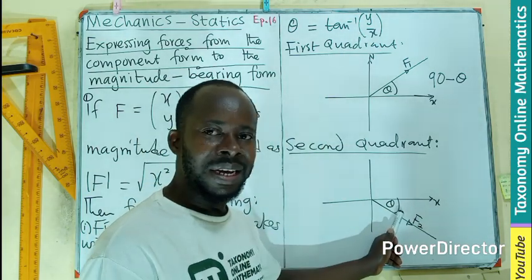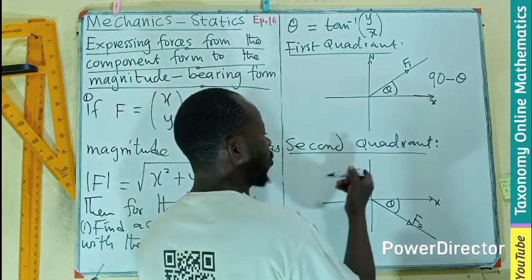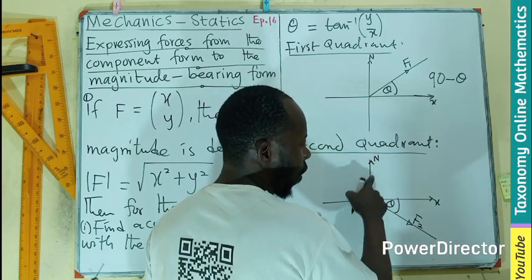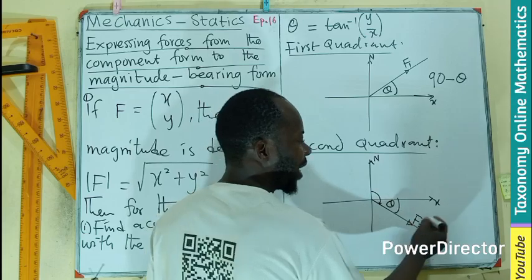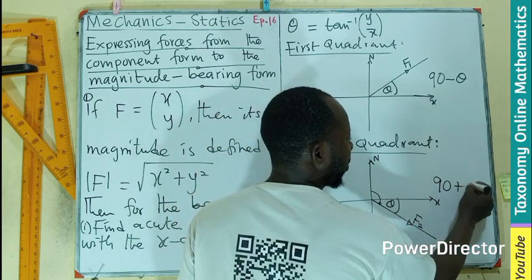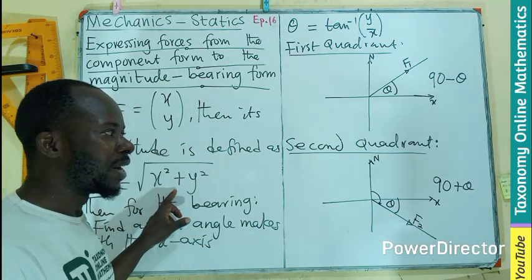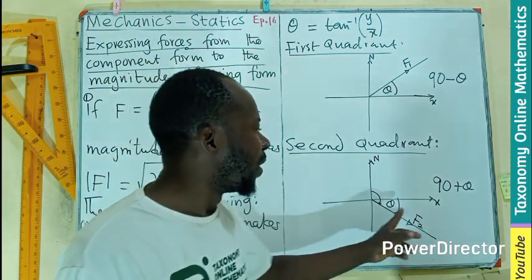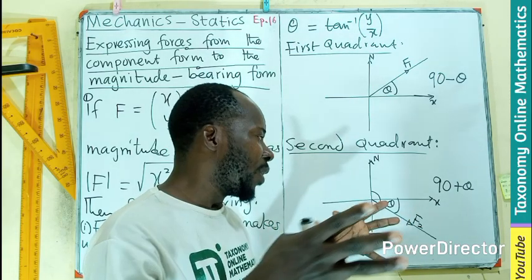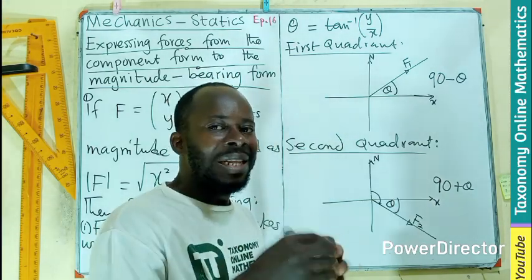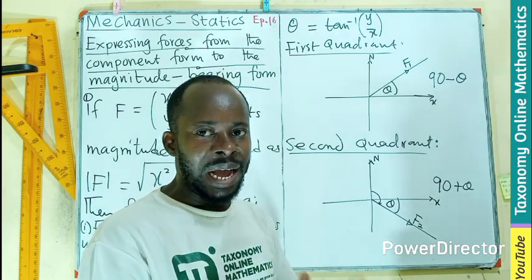Now, knowing this is not the bearing of the force. The bearing of the force is the measurement from the north direction all the way to where the force is. So all the way from here to here. And that gives you 90 degrees plus what? Theta. After finding the magnitude, the next thing is knowing the angle, and we need to find the position of the angle that makes it the x-axis. We find that and add it to 90 to get the actual bearing of the force from the north. I guess that is clear.